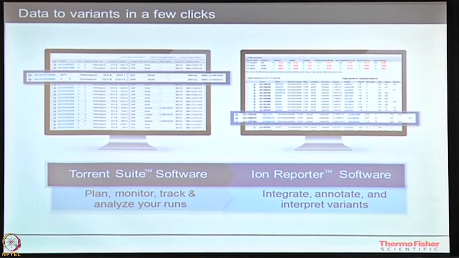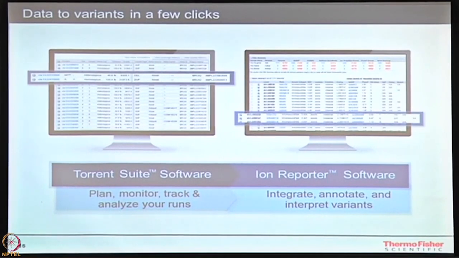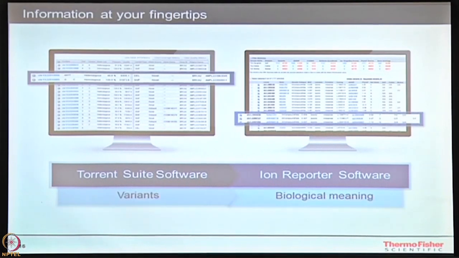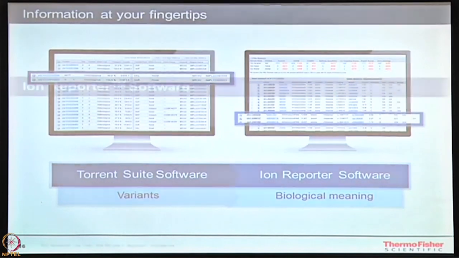So you'll have more information to read about, where you'll understand whether your variants are really important or not, whether you want to keep them, whether you want to utilize them, or you want to filter them out. Okay. So this tool is of a lot of help over here. Okay, the same thing that I was talking about. You have got variants from Torrent Suite software, from Torrent Variant Caller, and then you are bringing it to a biological meaning where you can understand what the variant does in your samples.